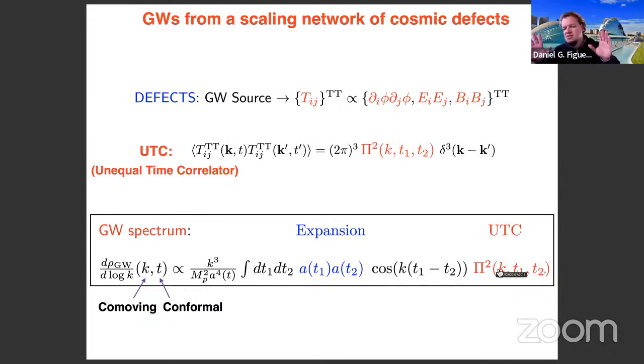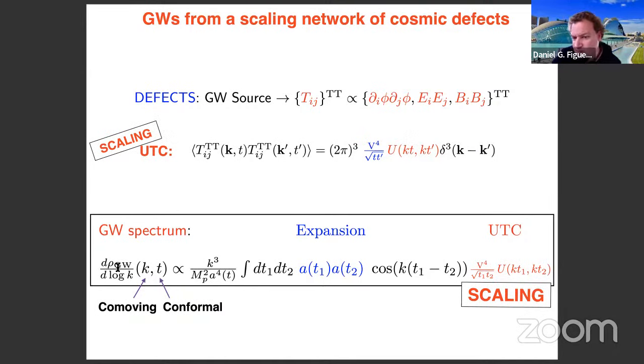Okay. All of this comes from the famous wave equation sourced by the anisotropic stress, the transverse traceless part. It's not just magic. So from there, you can build up that the spectrum has this form. This means that if I know this object, I can predict the energy density spectrum of gravitational waves. But because my network is in scaling, I actually don't even need to know exactly what this object is, but I can predict, as long as the network is in scaling, the functional form, the dependence on scale.